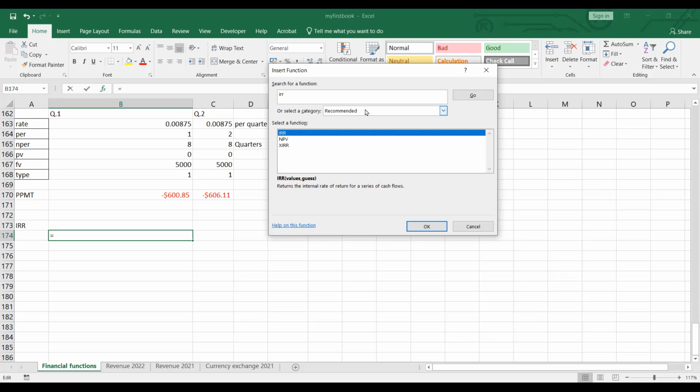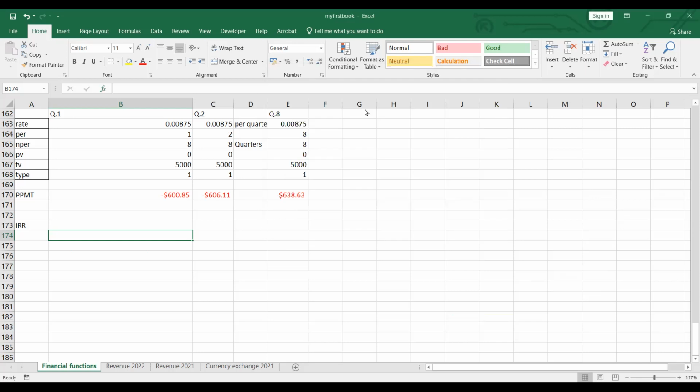IRR actually needs just the values only, and then the guess. It's the same purpose as the guess argument that we had before. It helps Excel run faster in case you have lots of IRR cells to be calculated. But in this example that I'll give you for the IRR, there is just one cell to calculate IRR from the series of cash flows that we have. Okay, let me give you the example for the IRR.